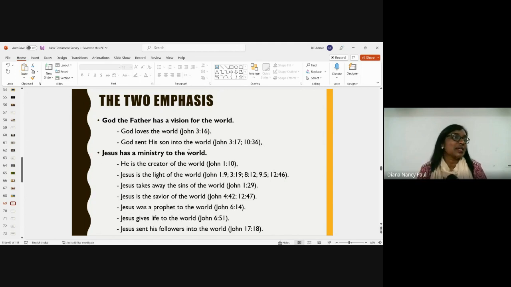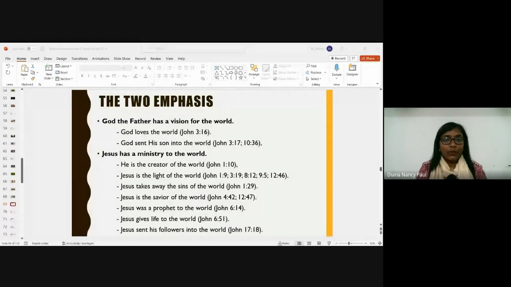Now the second emphasis: while the first was God the Father has a vision for the world, the second says Jesus has a ministry to the world. Under that we see about 7 points listed, where he is the creator of the world in John 1:10. Can we all turn to the Gospel of John chapter 1? So we can highlight it and mark it in our Bible.